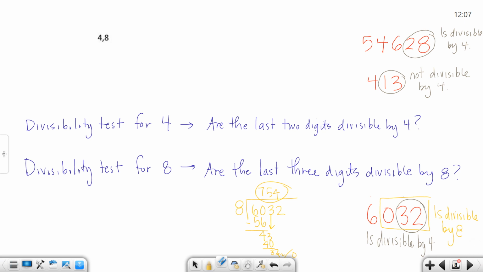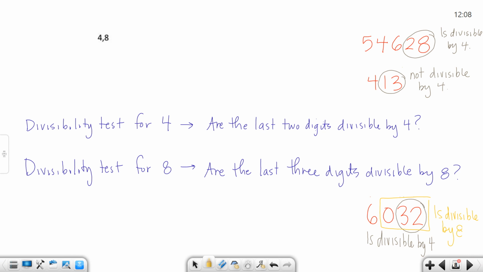You'll say, well, what's the purpose of the division rules? Well, look at the top one, the 54,628. I can look at it, see that 28 is divisible by 4, and I know it works. I don't have to divide it all out old school. So it's quicker, and so that's your purpose for that.